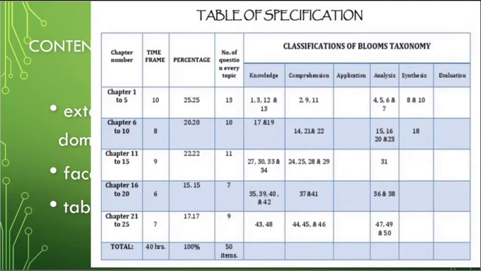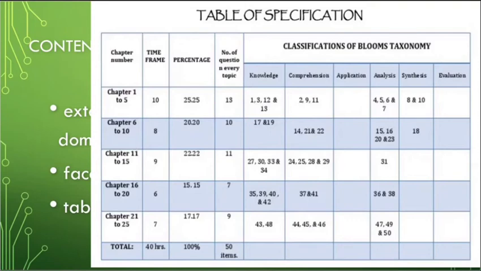You would see that the basis for this allotment of 13 items for chapter 1 to 5 depends on the allotted time frame for that particular chapter. So the more time we spend on a specific topic, the higher the chances that it will have a higher number of items compared to the other chapters.